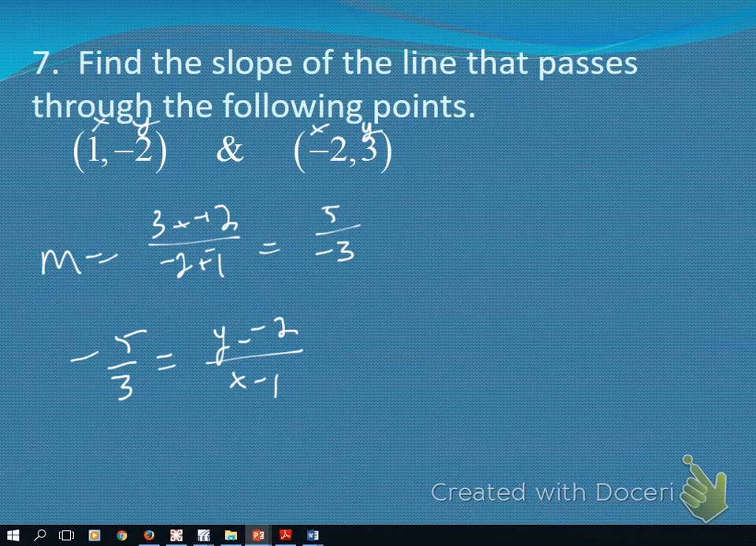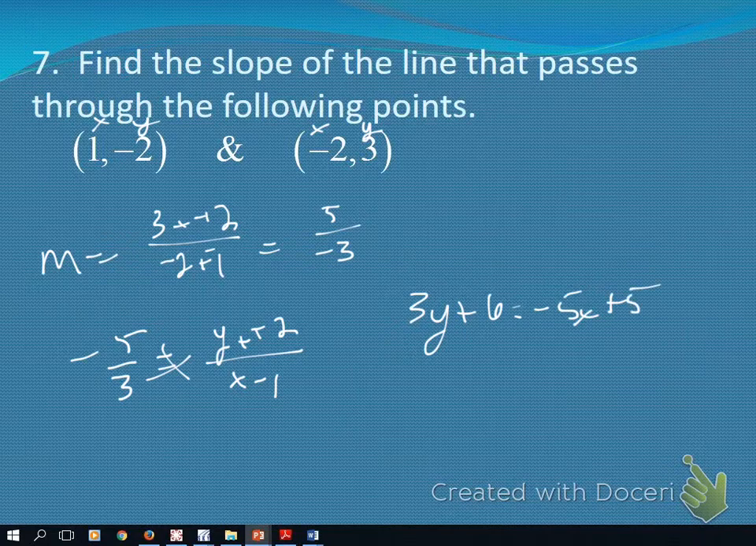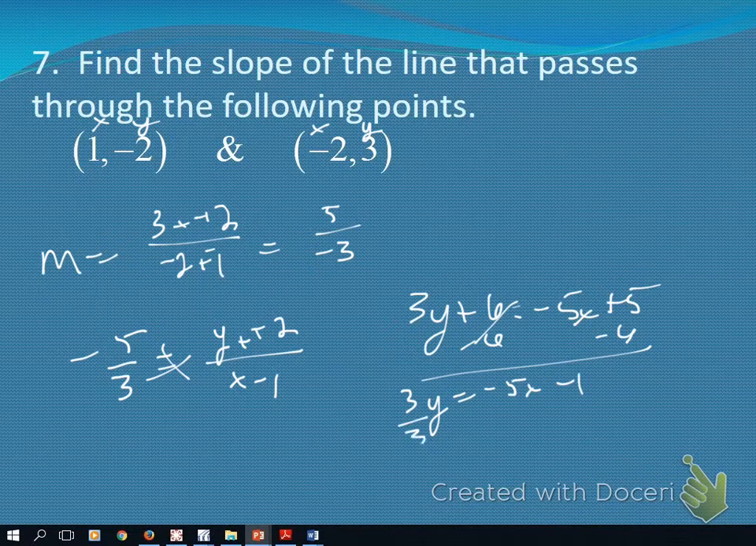So you just plug it into the slope formula, just like you were doing before. Make that a plus. Now we cross multiply. 3 times y is 3y. 3 times 2 is 6. So we get -5x plus 5. So subtract 6. Then divide through by 3. There you go.